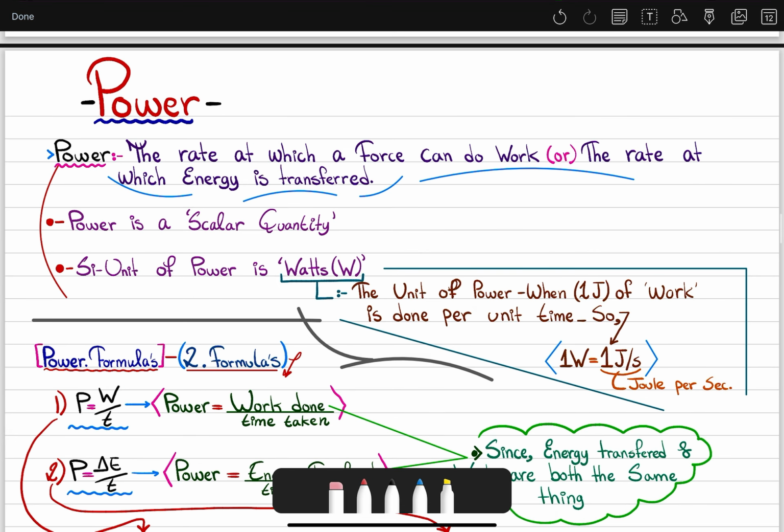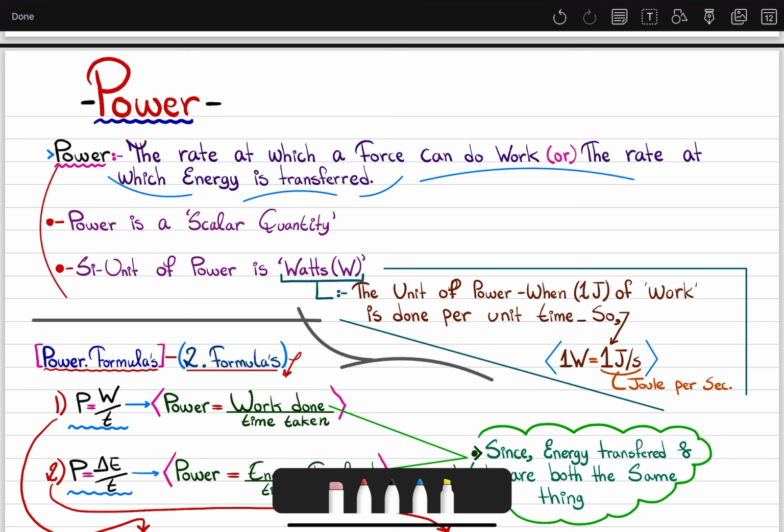Power. Power is the rate at which a force can do work, or the rate at which energy is transferred. So basically, how fast energy is transferred is power. How fast can you transfer this energy? For example, when you plug in a switch to connect your refrigerator, how fast is the energy, or the electricity, transferred to the fridge? That's going to be a measure of your power.